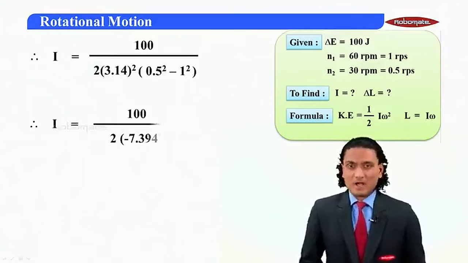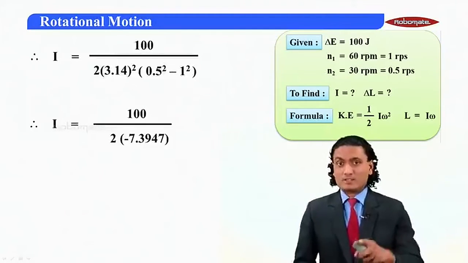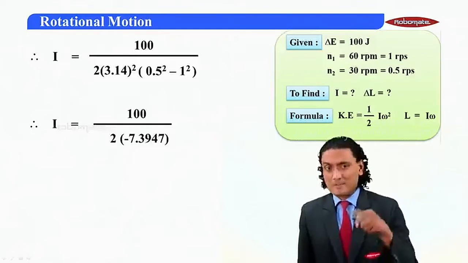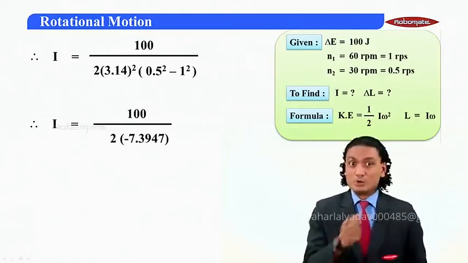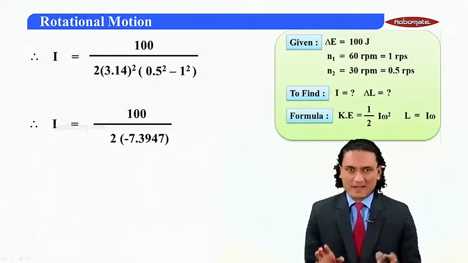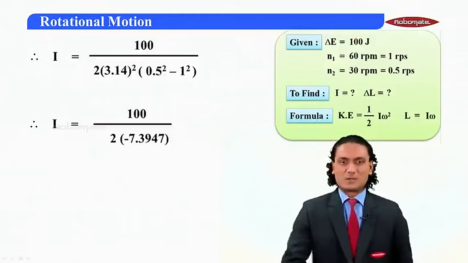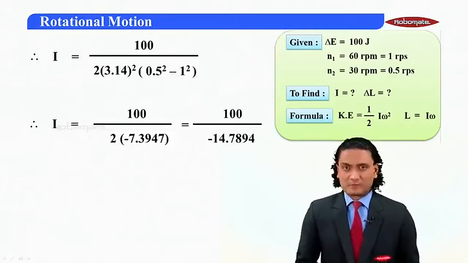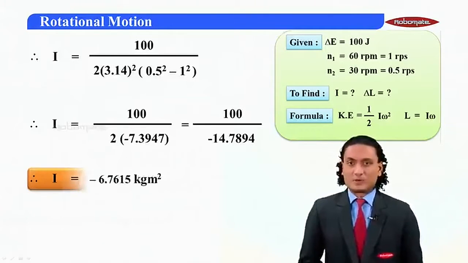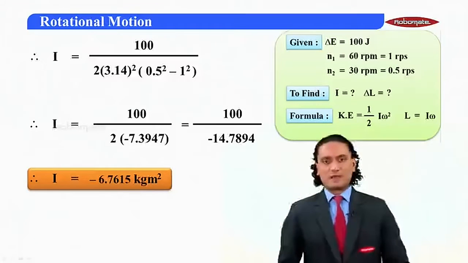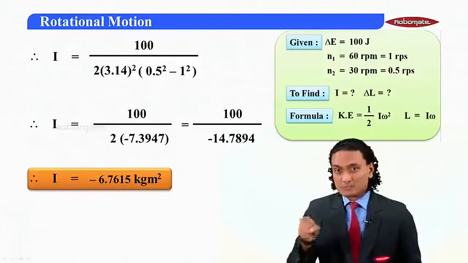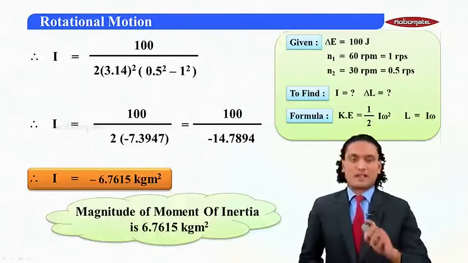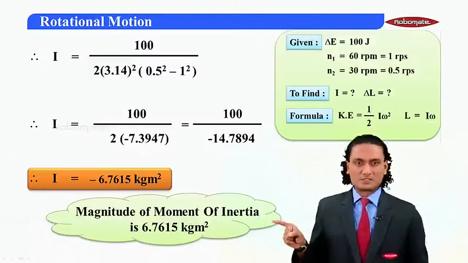Now I will be 100 upon 2 into minus 7.3947. Now hold on. Why is there this minus sign? Minus sign is there because this flywheel is losing some energy. So don't panic. Minus sign shows that the flywheel has lost some energy. So continue solving this. You will get I is 100 upon minus 14.7894. On solving it further, you will get I is equal to minus 6.7615. So the magnitude of I is nothing but 6.7615 kilogram meter square. Is that clear, students? Very simple.